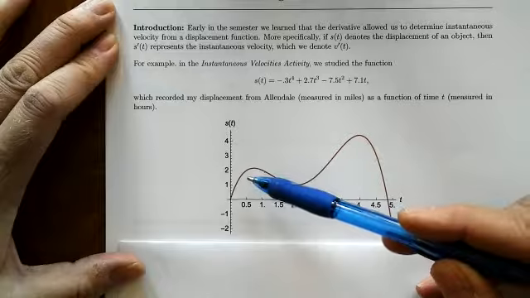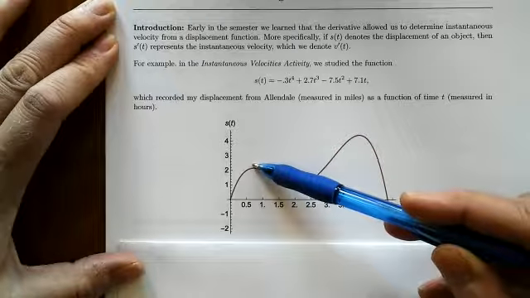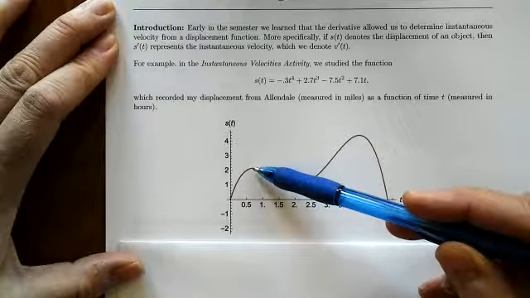Now this was the distance graph. Distance increasing, the derivative, which is velocity, is positive. Distance decreasing, the derivative, which is velocity, is negative. Distance increasing, velocity, which is the derivative, is positive, and so on and so forth.